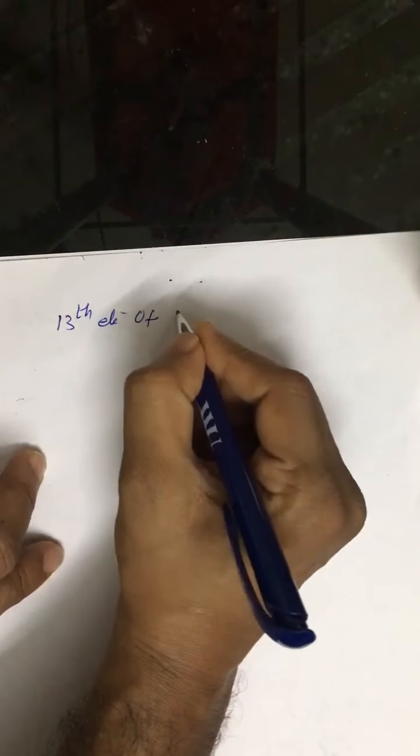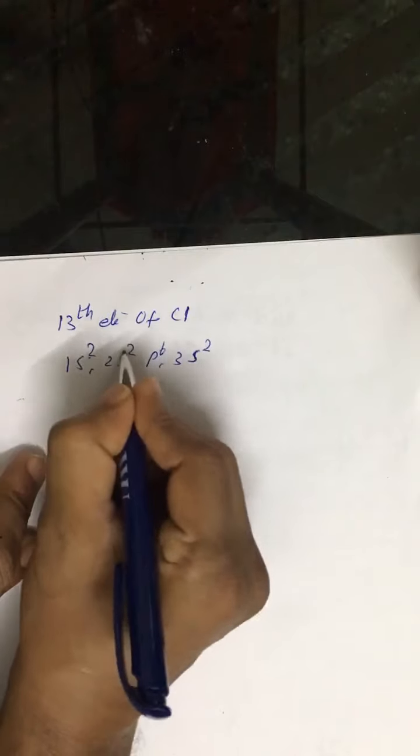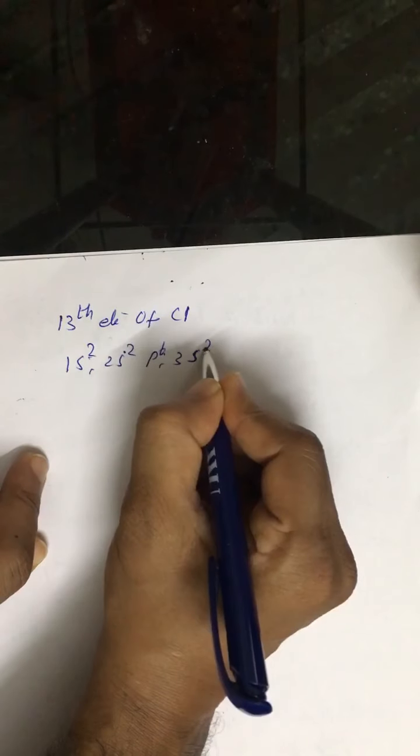And then there is one more type of question, that is, say suppose a particular electron number will be mentioned, say the 13th electron of, say suppose, Cl. Then what we have to do, we have to write the configuration: 1s2, 2s2, 2p6, 3s2. Now you should be careful. 2 plus 2 is 4, plus 6 is 10, plus 2 is 12.